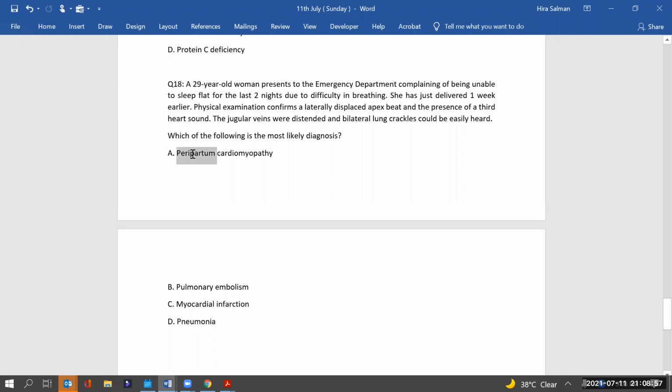Why is the apex beat displaced? Because of these pulmonary findings. There is distension in the lungs, fluid is there. You will always find the apex beat displaced whenever there is pulmonary involvement. If there is distension in the pulmonary system, which is for a shorter time period or reversible, you can find the apex beat displaced, but it's just a temporary finding.